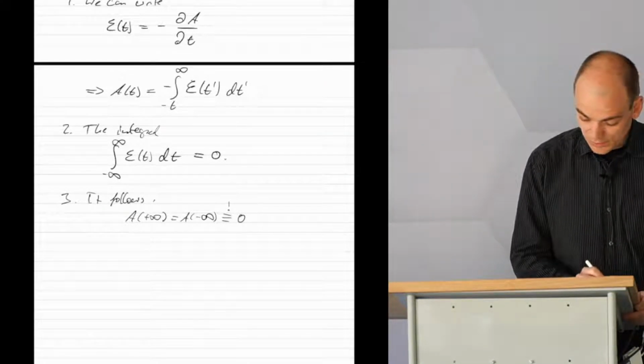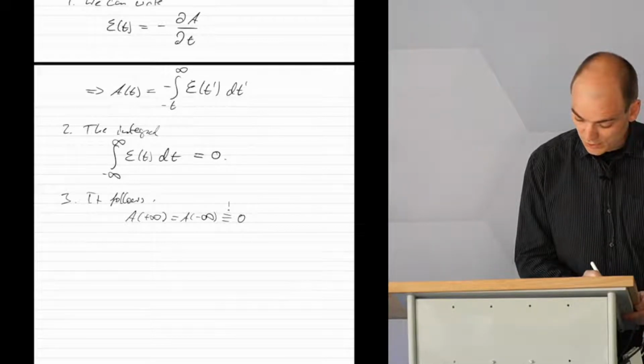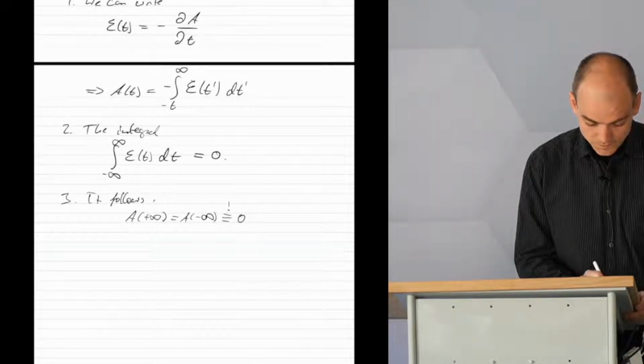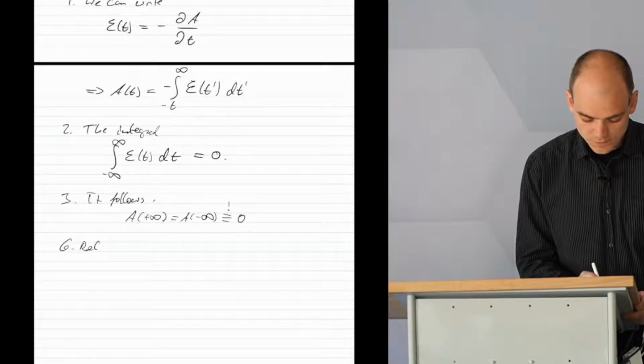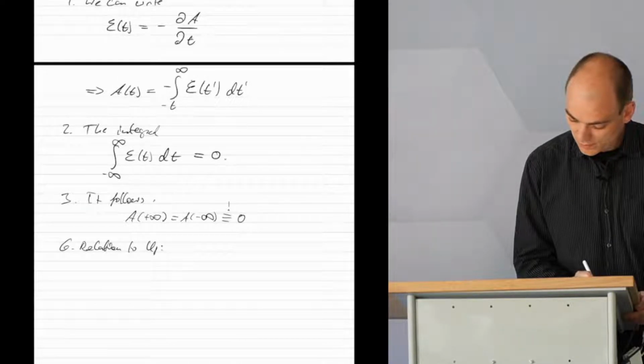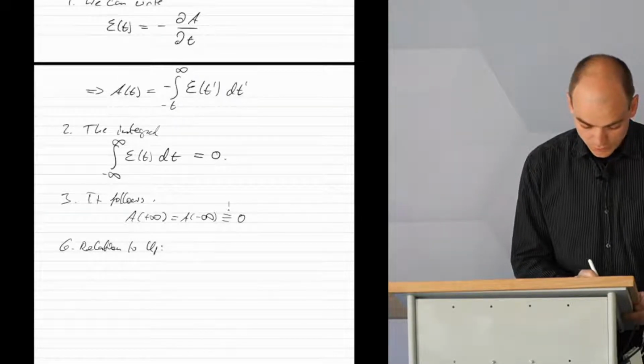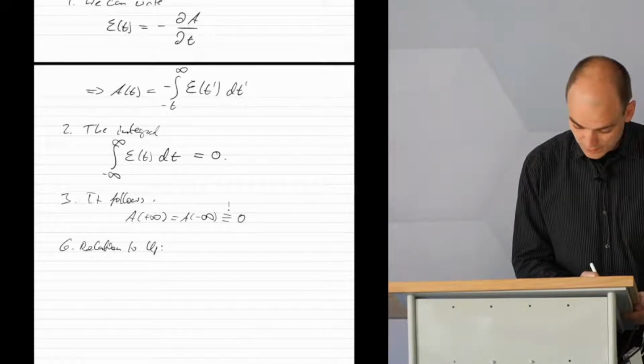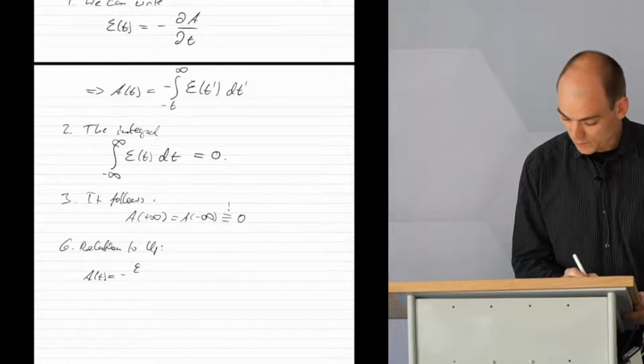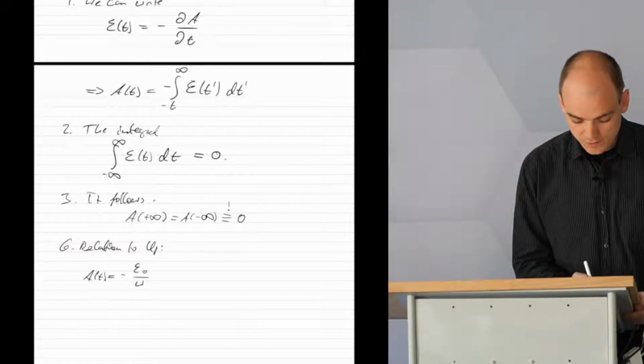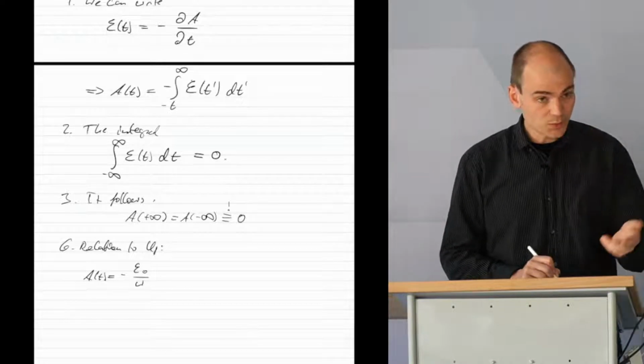The vector potential is actually related to the ponderomotive potential. So that's actually relation to U_P. So we can find the vector potential by integration.